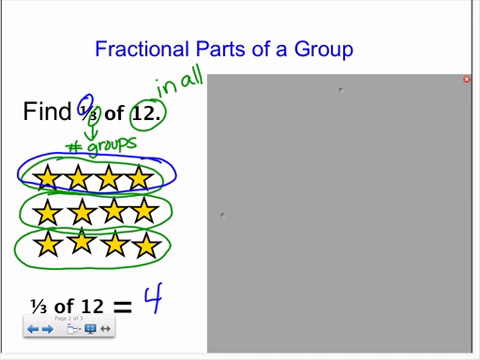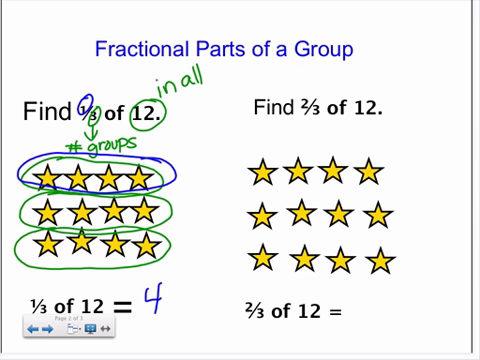Let's do another example. This time, let's consider the question, find 2/3 of 12. Again, we have 12 stars, and the number 12 tells us how many stars in all. And again, we have a denominator of 3. The denominator tells us the number of equal groups that we are going to divide our stars into.